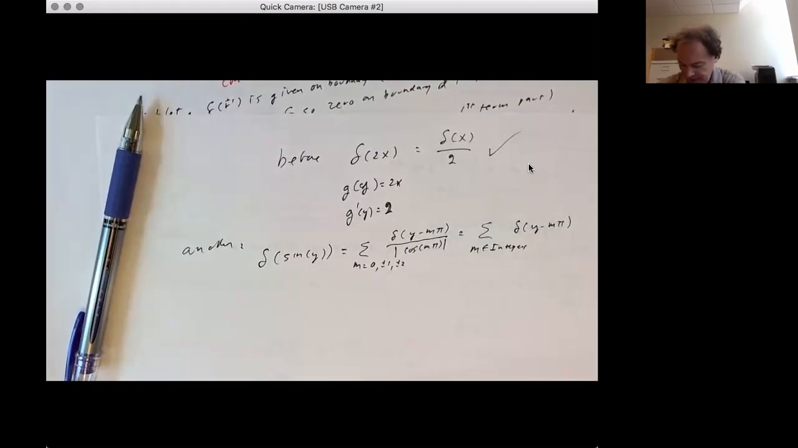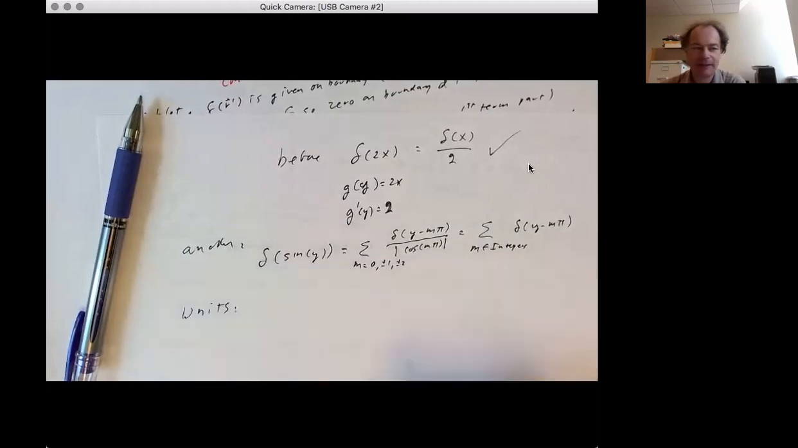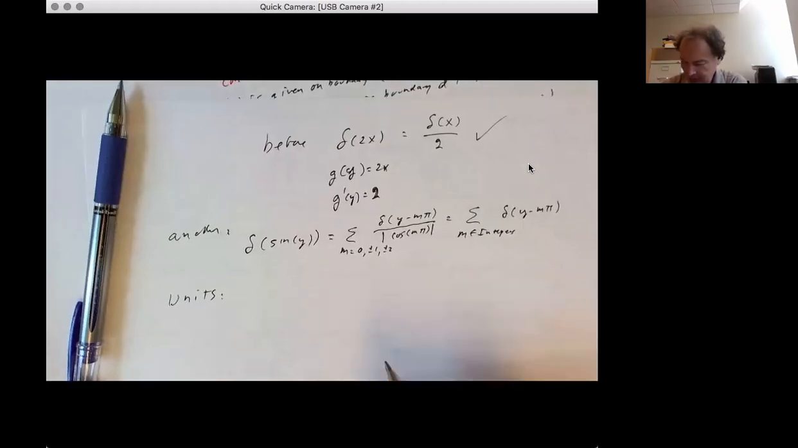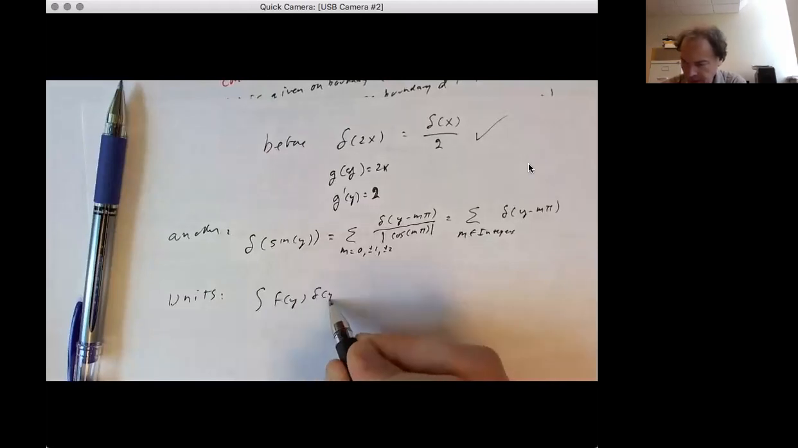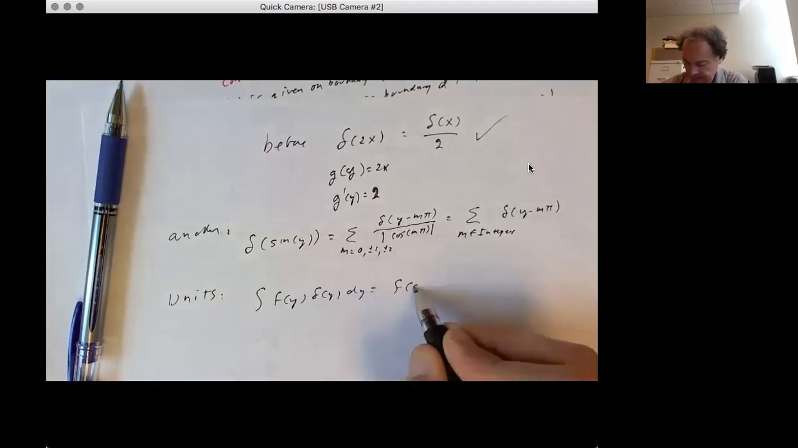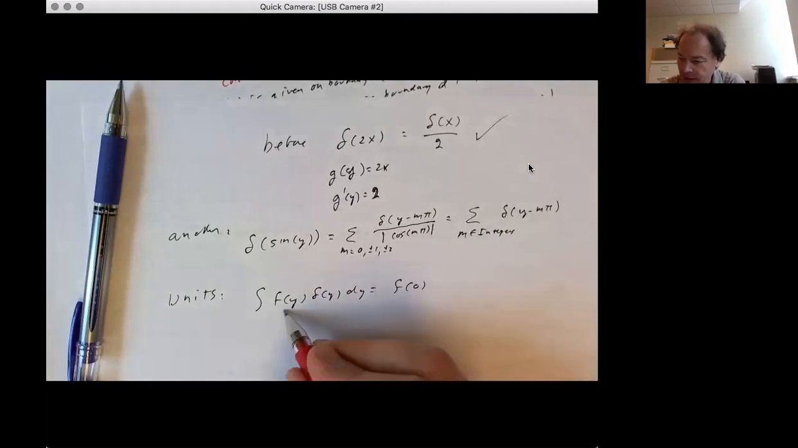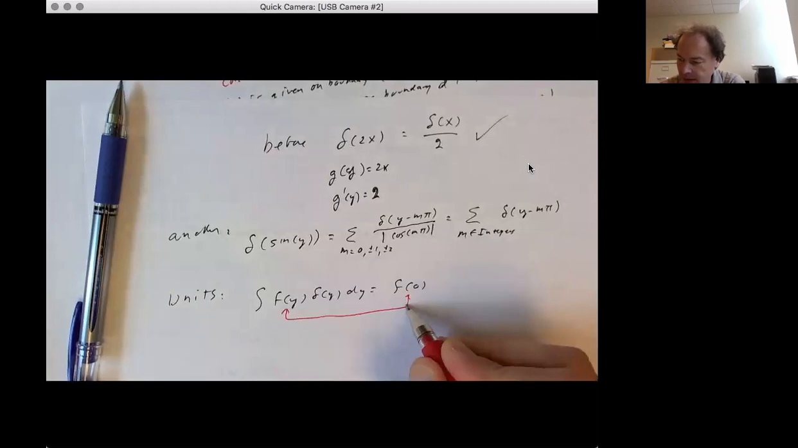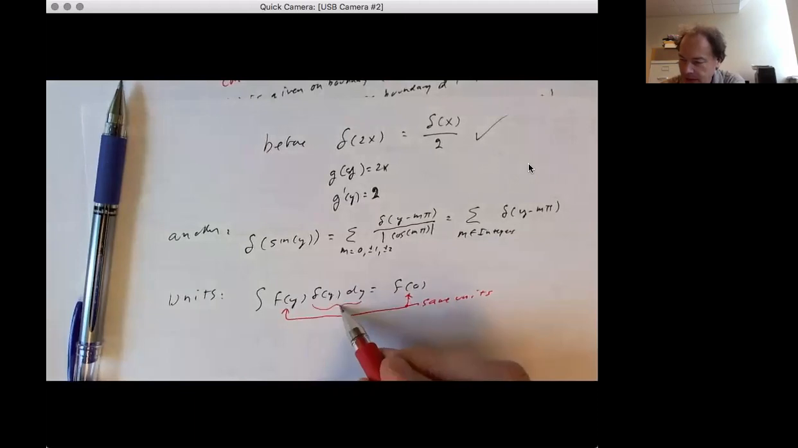As far as units go, you watched my coordinate systems things, you realize, okay, units, something we always pay attention to. The integral of f of y delta of y dy is equal to f of 0. Well, it's pretty obvious to see that this and this have the same units. And it actually doesn't even matter what those units are, always going to be the same. So that means these need to cancel units.